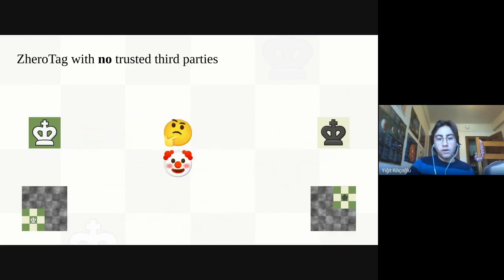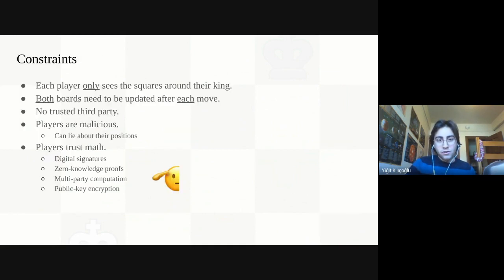And the whole challenge of ZheroTag was to have this game implemented using a completely P2P system. And after some time, again, like I said, we did find a solution, but let me just repeat some constraints. They can only see the squares around their king. And again, both boards need to be updated after each move. And one thing that I also need to mention is players are malicious.